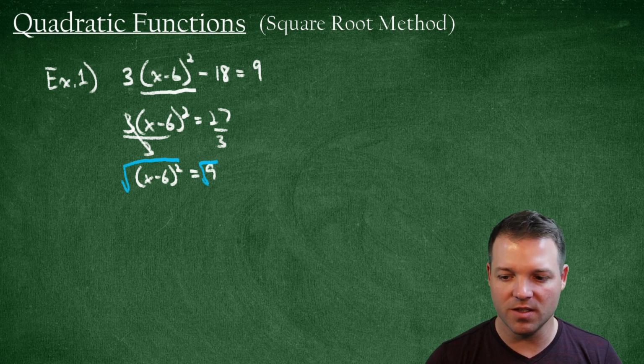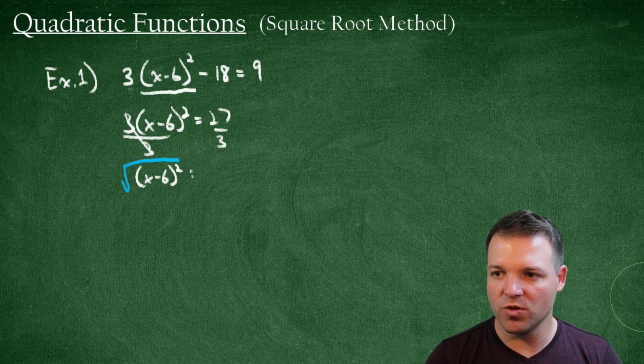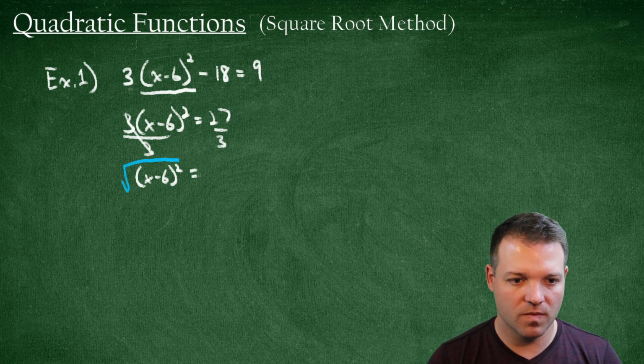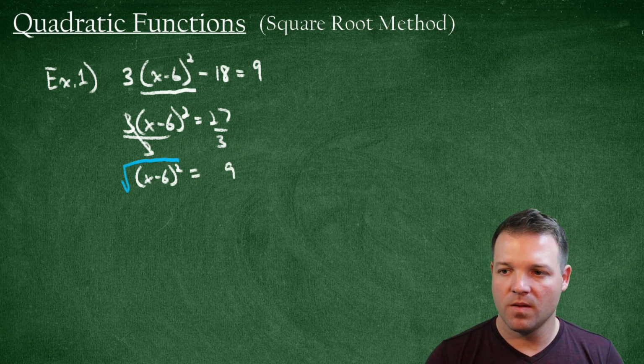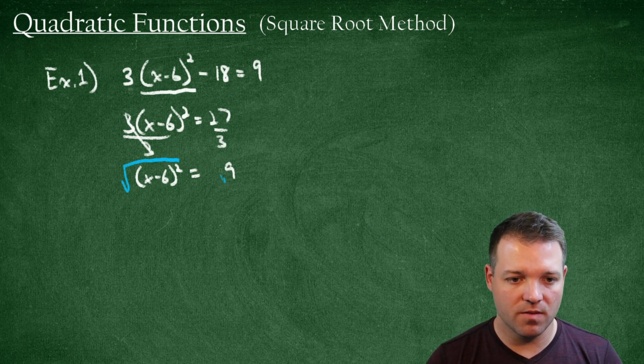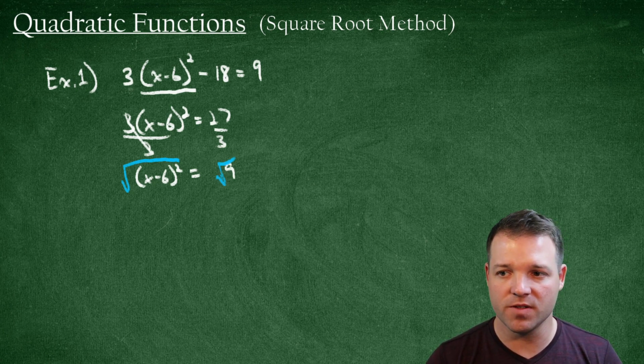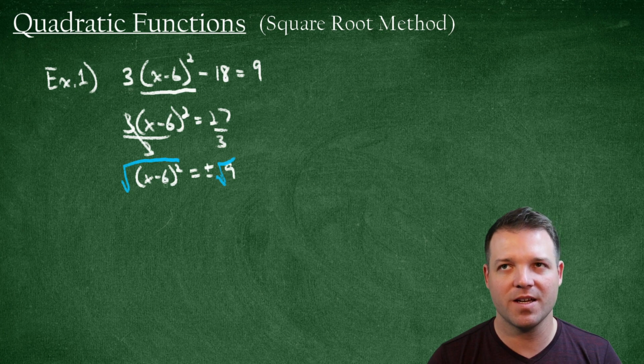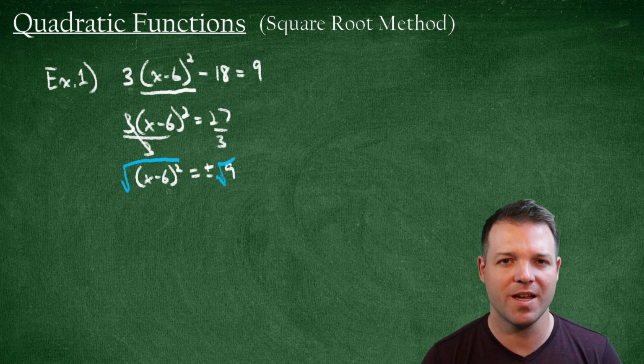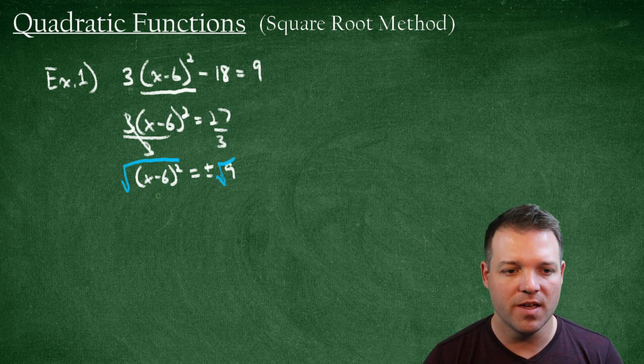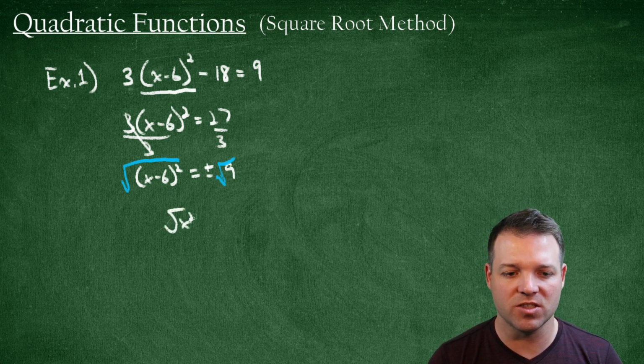However, I need a little bit more room here. Let me just erase that. Because whenever I take the square root of something, I have to make sure that I take the plus or minus of the other side. Okay, I'm sorry, I kind of misspoke there. It's not whenever I take the square root of anything. It's whenever I take the square root of an x squared. Okay, or really an x to an even power, technically speaking.